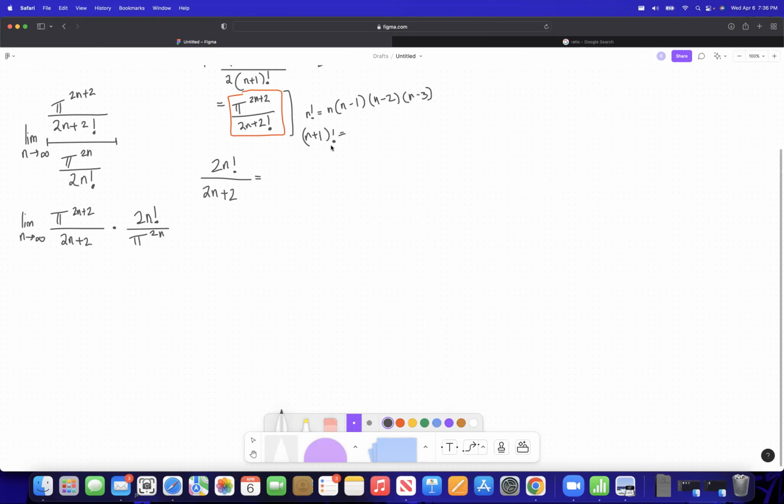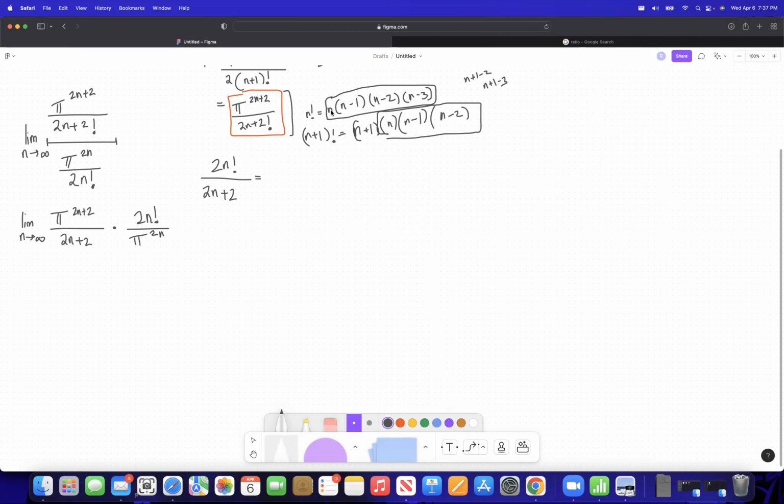And so we'll do the same thing here with n plus 1 factorial. We'll put our n plus 1 down. So we do n plus 1. Then we do n plus 1 minus 1. What is that? That's just n. And then we do n plus 1 minus 2, that's n minus 1. Then we do n plus 1 minus 3, that's n minus 2, right? And so you can see that basically everything after n plus 1 is just n factorial.